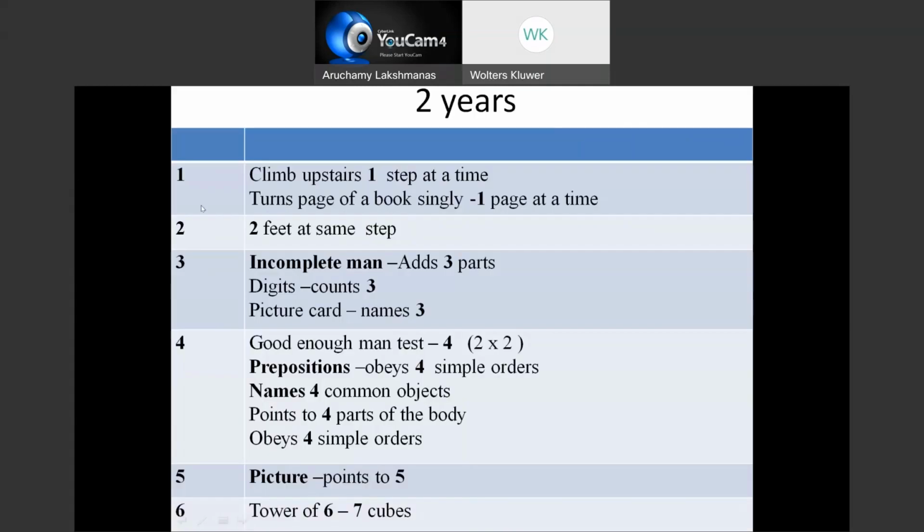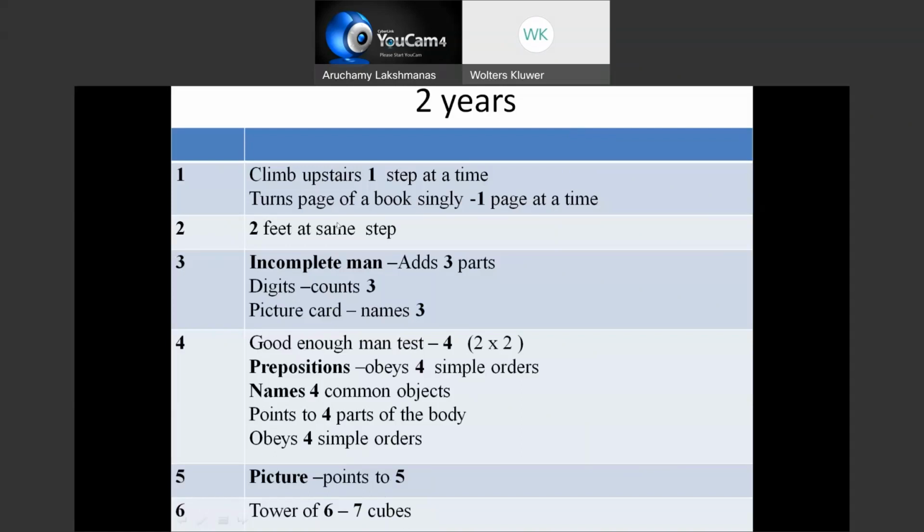So even you can remember like this: 1, 2, 3, 4, 5, 6. By 2 years, climbs upstairs one step at a time, turns the book 1 page at a time, 2 feet at the same step. Incomplete man, adds 3 parts. Digit counts 3. Picture card names 3. Good enough man test 4. Prepositions, obeys 4 simple orders and names 4 common objects. Points 4 parts of the body. Picture points to 5. Tower of 6 to 7 cubes.